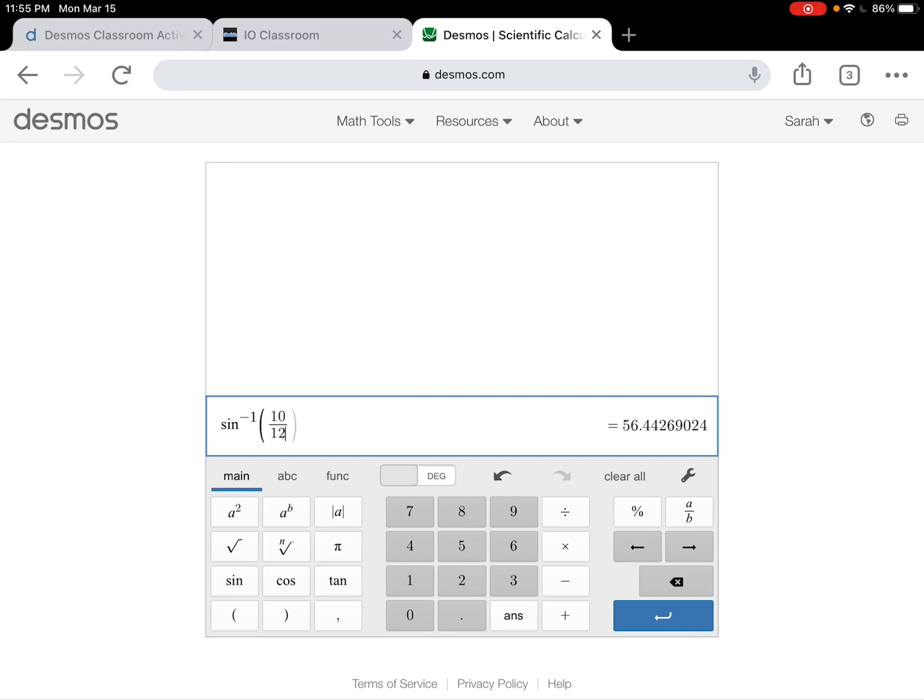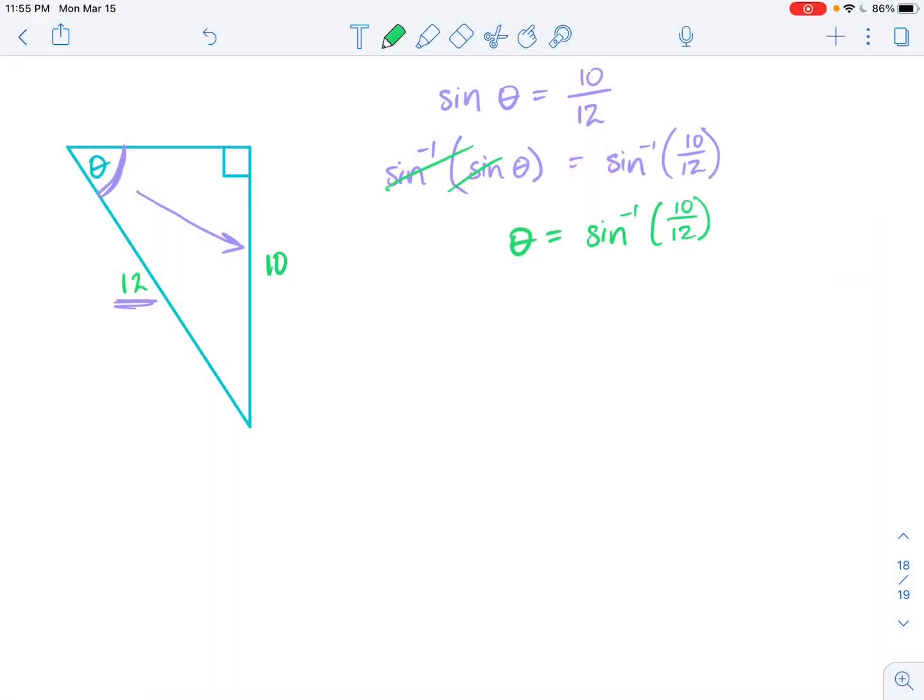For this one, let's round to the nearest degree. When we're finding angle measures, I'll almost always ask you to round to the nearest degree, which in this case would be 56. So that means that theta is 56 degrees. Looking back at my diagram, that seems like a reasonable angle measure for this angle.